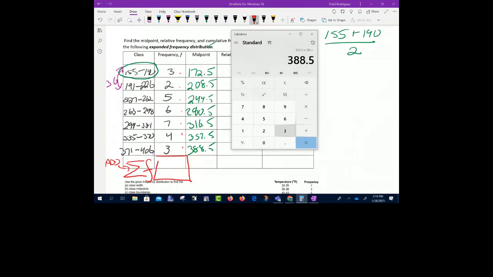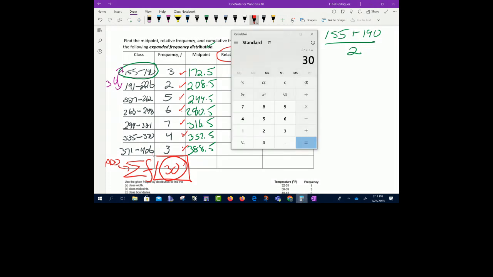Okay. So look, if I just clear my calculator and say, what's 3 plus 2 plus 5 plus 6 plus 7 plus 4 plus 3, that's giving us 30. So the sigma just says, hey, add up all the numbers in the frequency. What was the total number? The number was 30. The way we're going to find the relative frequency is we're going to take each of these numbers here and divide them by the total.